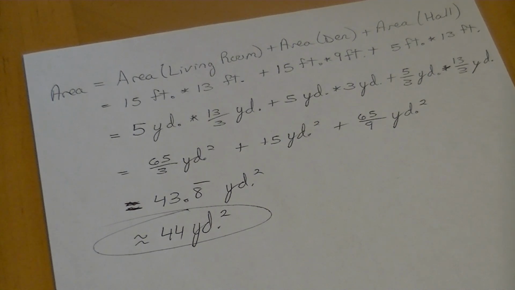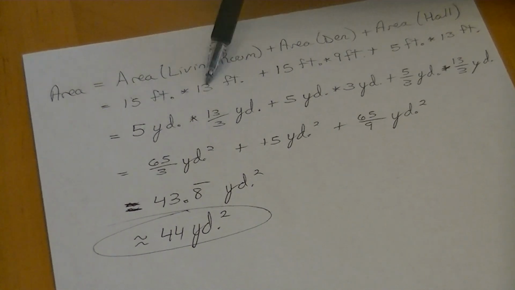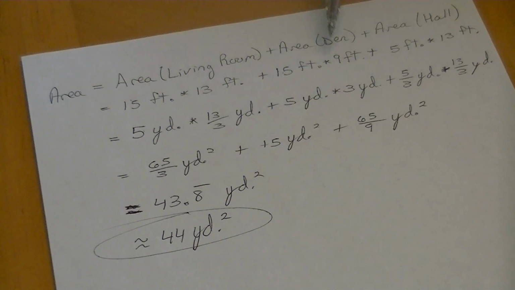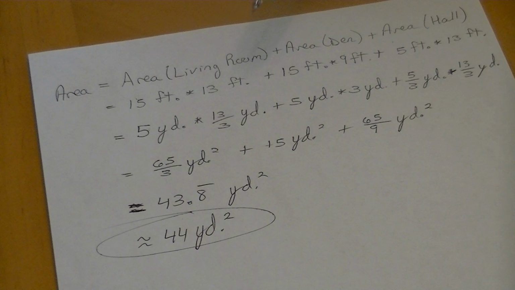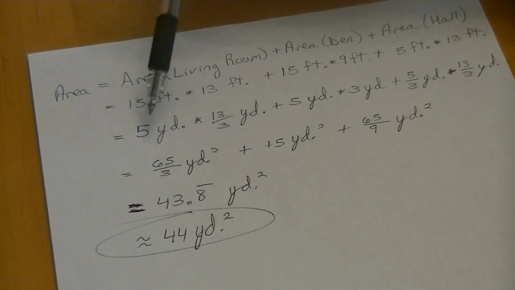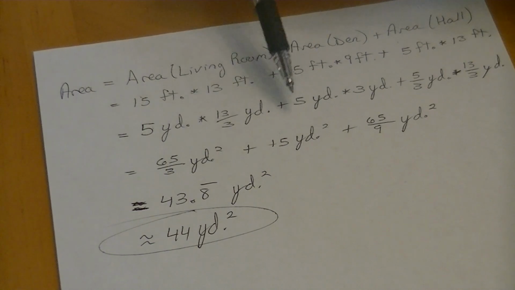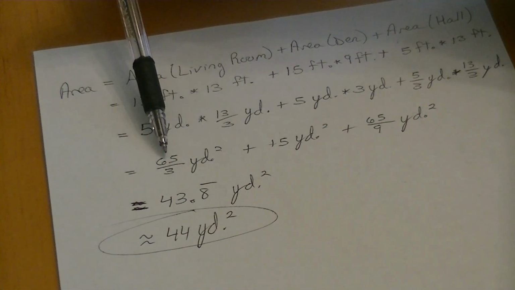Now, to convert into yards, if there are 3 feet in a yard, every 3 feet is only 1 yard, then we need to divide by 3. 15 divided by 3 is 5. 13 divided by 3 is 13 thirds. So I divided each of these numbers by 3. And then at this point, you could just grab your calculator and type this in. So this times this, plus this times this, plus this times this. I did out one more line of work on my paper.